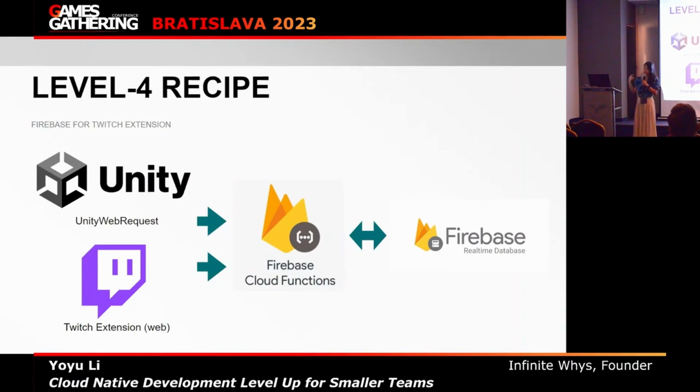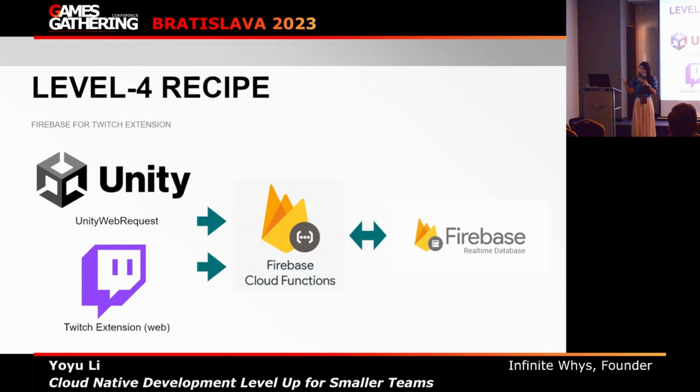We have a bunch of Firebase cloud functions. Those functions are basically simple tasks where you define the logic yourself, and they can interact with the database, in this case the Firebase real-time database. We have two clients that use these cloud functions. One is in Unity, where we use Unity web requests to trigger the cloud functions hosted on Firebase. On the Twitch extension side, it's a lot easier because a Twitch extension is basically a web application, so we also call the Firebase cloud functions from the Twitch extension website.